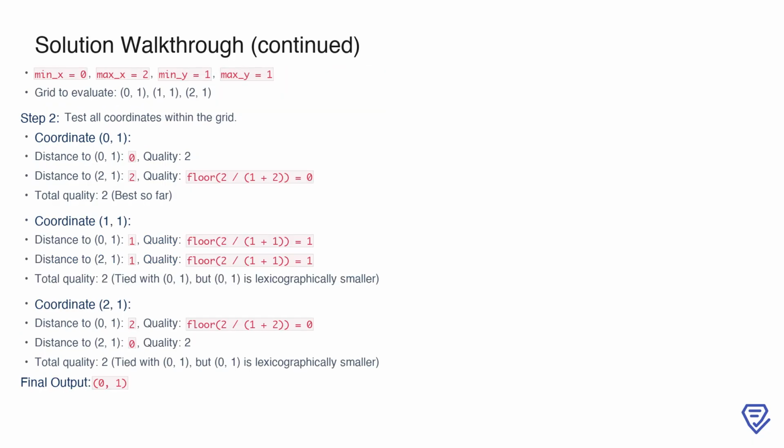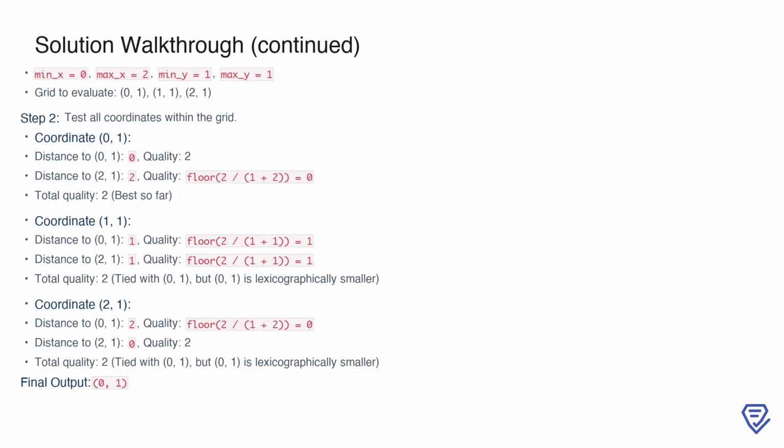In the next example, we handle a scenario where there is a tie in the quality values. The input includes 2 towers, one at 0, 1, with a quality of 2, and another at 2, 1, also with a quality of 2. Both have a radius of 2. The grid boundaries are determined to span from 0, 1 to 2, 1, so we evaluate 3 coordinates: 0, 1, 1, 1, and 2, 1.